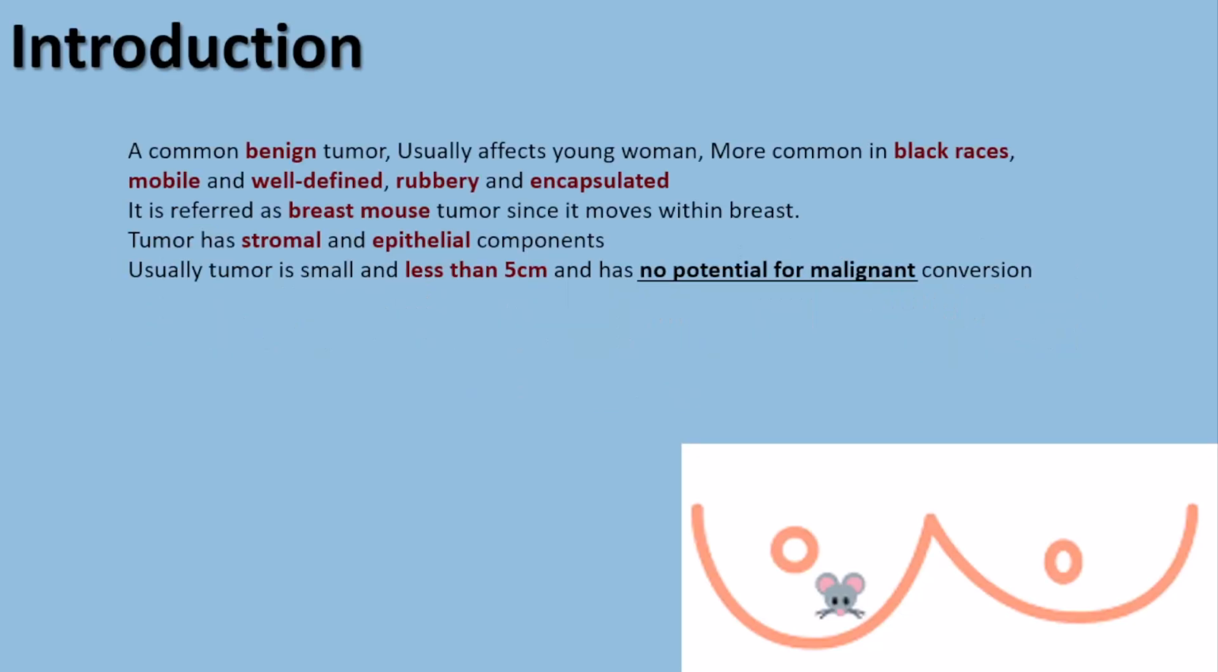So fibroadenoma is a benign tumor of the breast and it is usually affecting young women, and it is more common in black races. It's a mobile mass which is well defined, rubbery in nature, and it's encapsulated. It is usually referred to as a breast mouse because it is highly mobile and it can move within the tissue of the breast. The tumor has a stromal and epithelial component, and it is usually a very small tumor, usually less than 5 centimeters in size, which has no potential for malignant conversion.